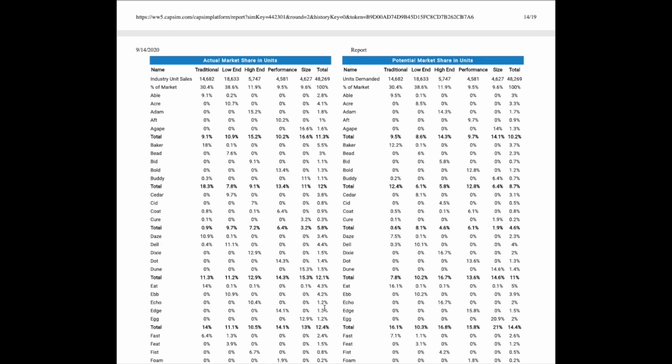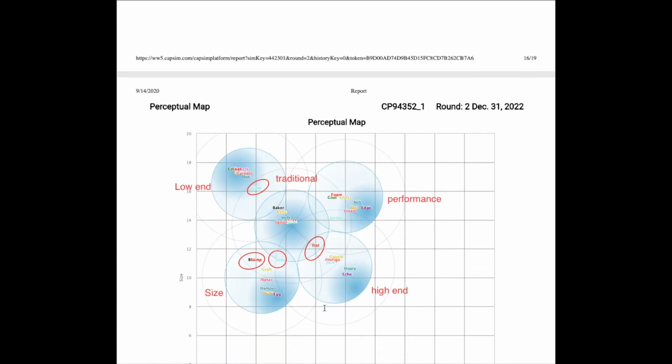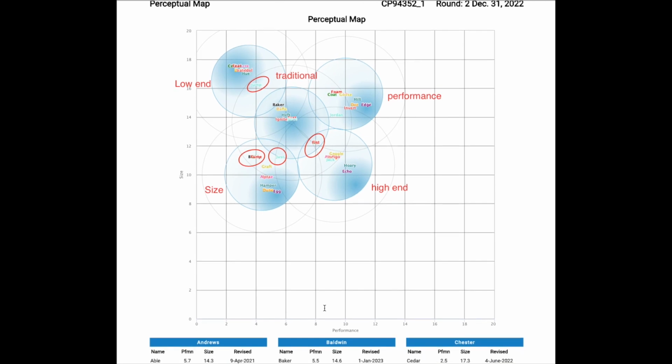Okay. If we keep going, the next one is the perceptual map. For the perceptual map, there are 5 circles indicating 5 different market segments: low end, traditional, performance, high end, and size. And each round it will shift to the right corner down, because customers always want a good product with lower price and higher quality. So again, it's moving down to the right side.